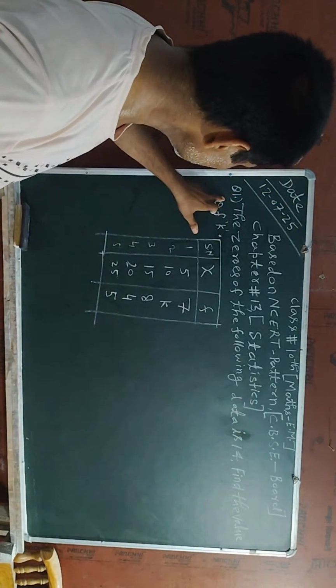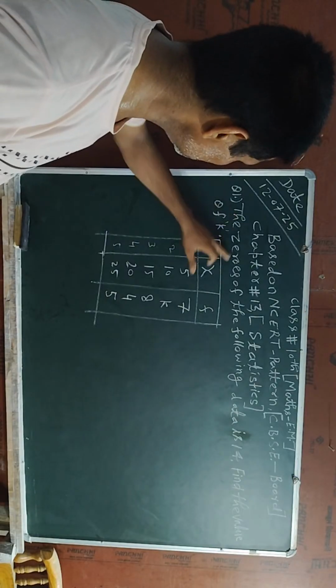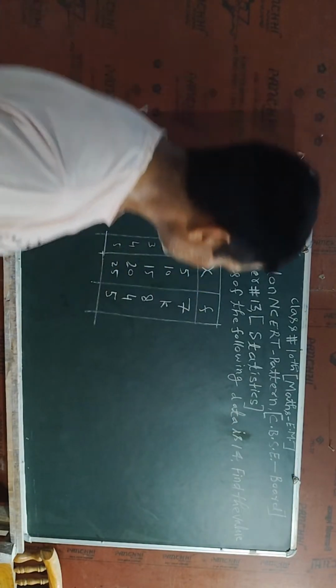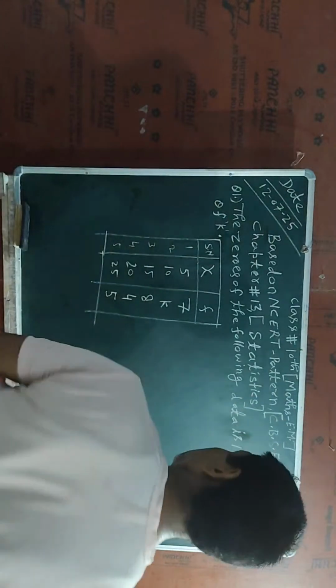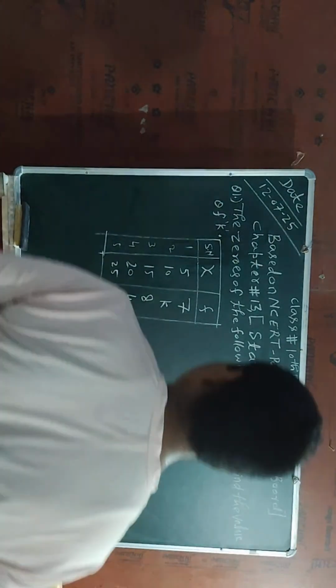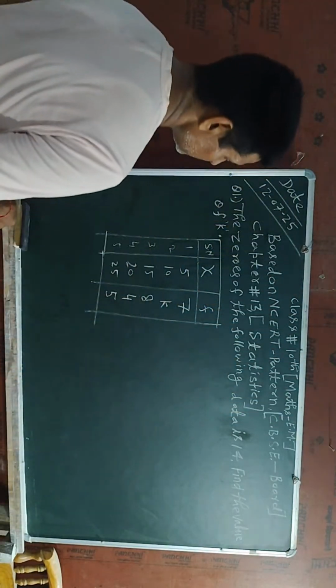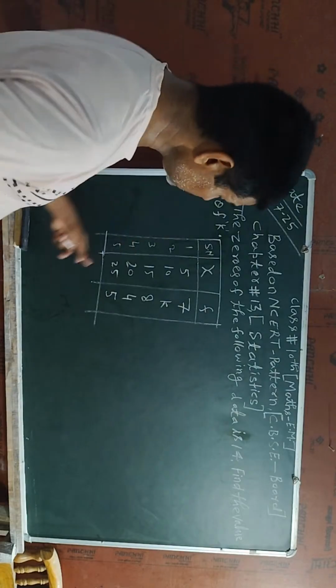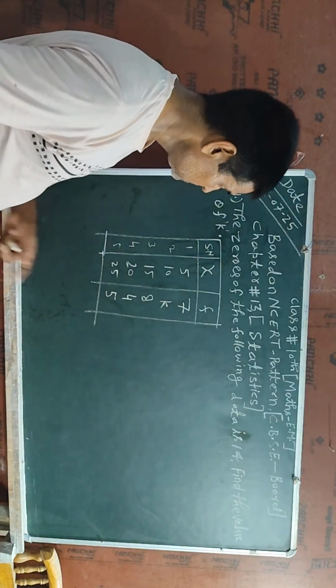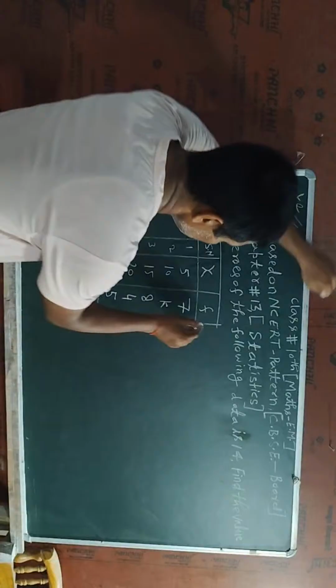Now this is question number 1, and here the mean of the following data is 14. Find the value of k. So here I will find the value of k. Now this is ungrouped data.